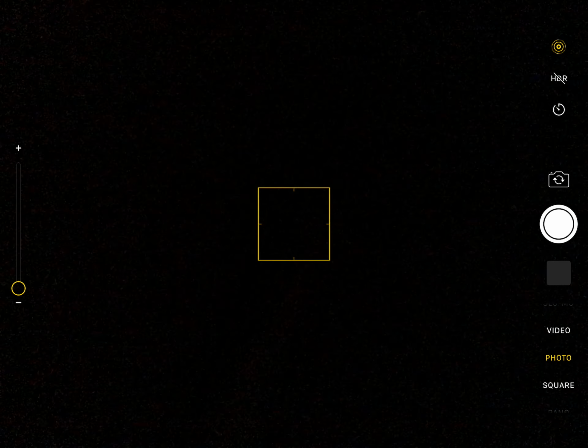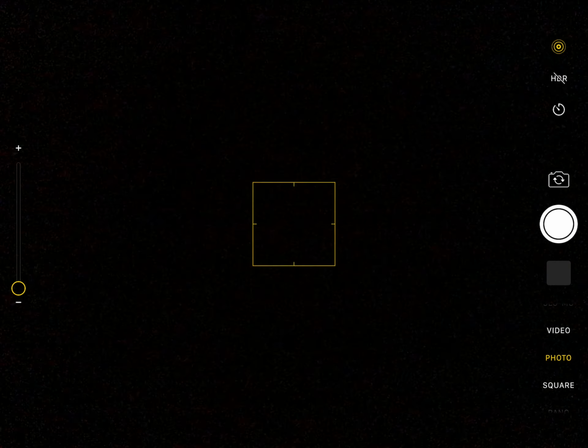So let me find, why is this so dark? I have a light on in here. There we go, I can see a little something. Okay, so I'm looking for 32 pi.